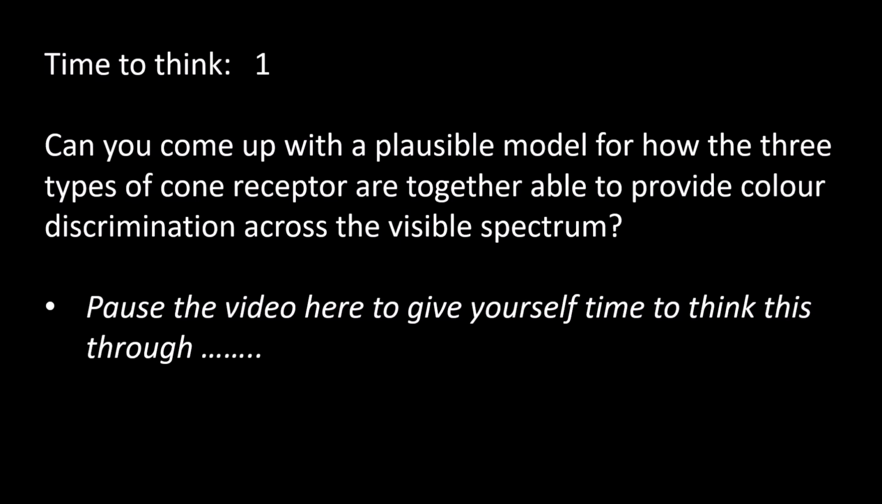So this is time for you to have a go. What we're asking you to do at this point is to see if you can come up with an idea as to how this might work, how the interactions of 3 different types of cells, each contributing signals to the brain, enables you to deduce what colour you're seeing.